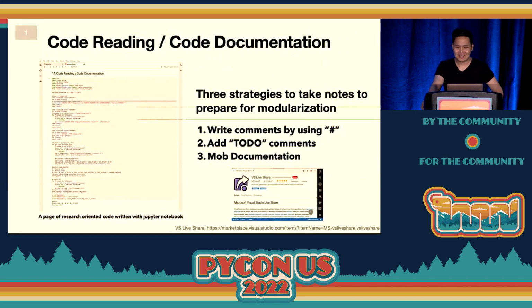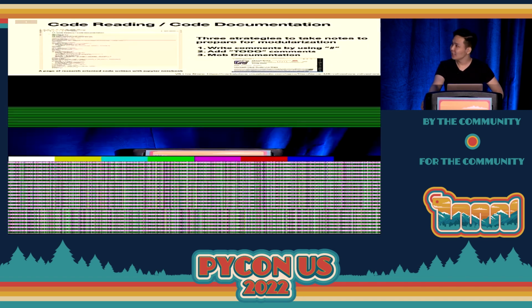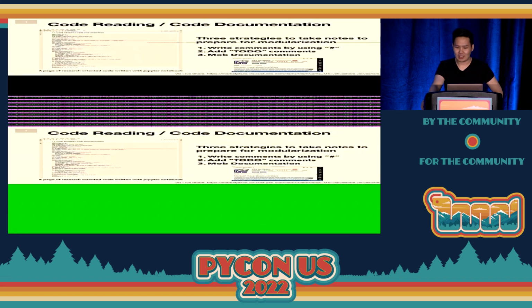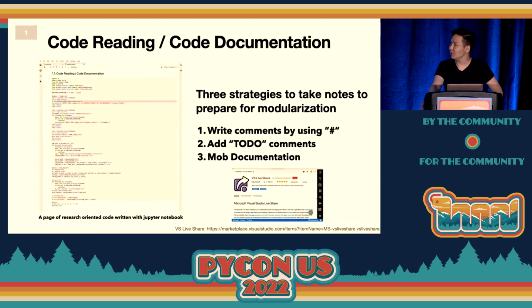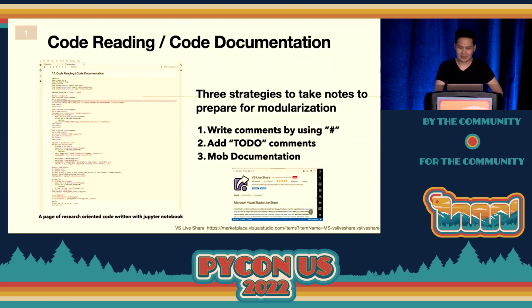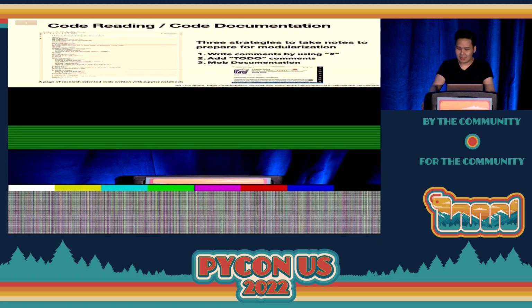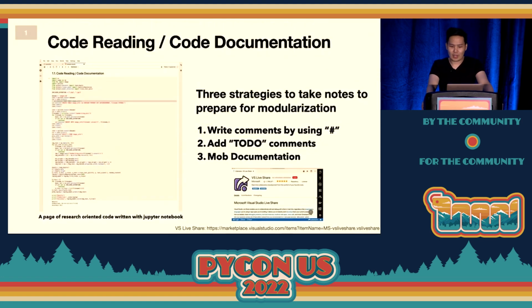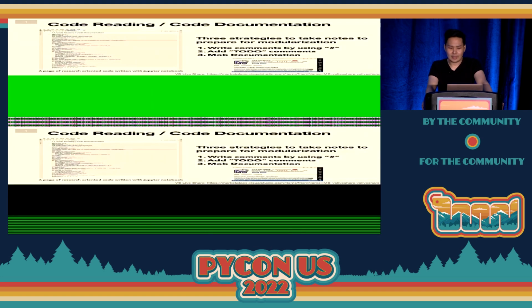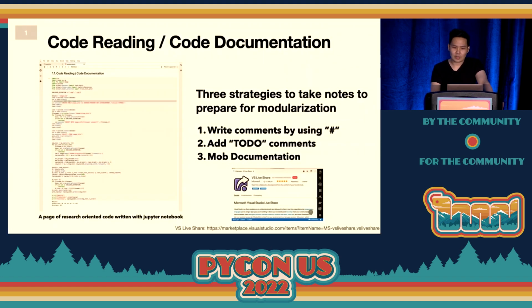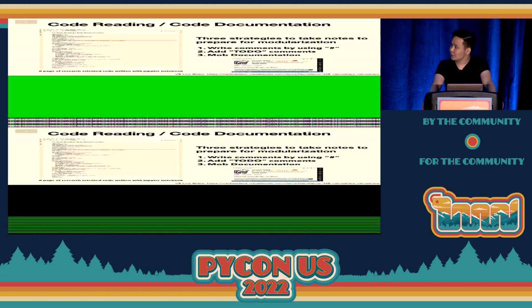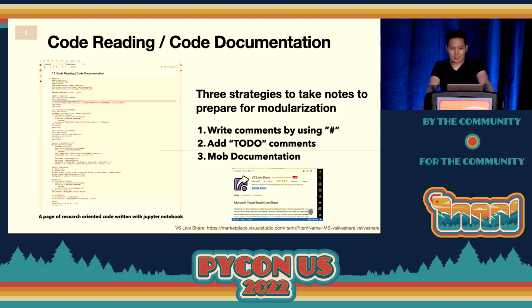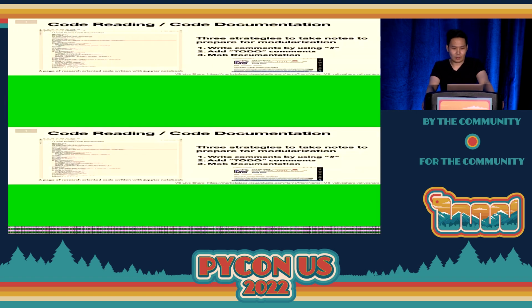After you receive the research-oriented code, take notes for deep diving into the code, as if you were scribbling. There are 3 strategies to take notes to prepare for modularization. Just quickly take notes while reading the research-oriented code. The first one is to write comments by using sharp. The second is to add to-do comments. These 2 are things everyone already does.